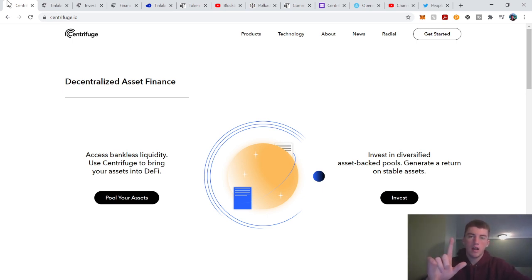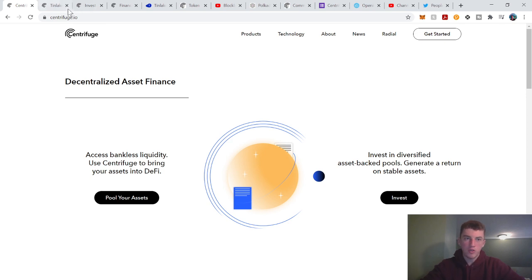But first, I want to say that if you stay tuned, I'm going to show you how to obtain RAD, which is Centrifuge's proof of stake token and governance token. A lot of people have been talking about it. It's been very hard to get your hands on, but I've got my hands on it, and I hope to get my hands on some more. And I'll show you how you can do this as well. So let's jump right into it.